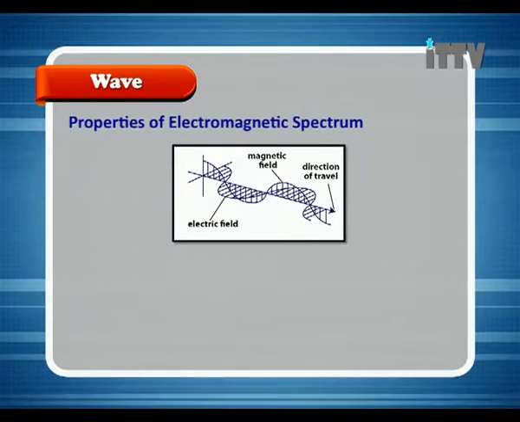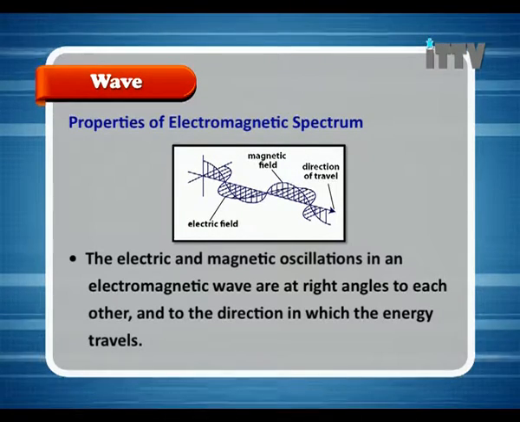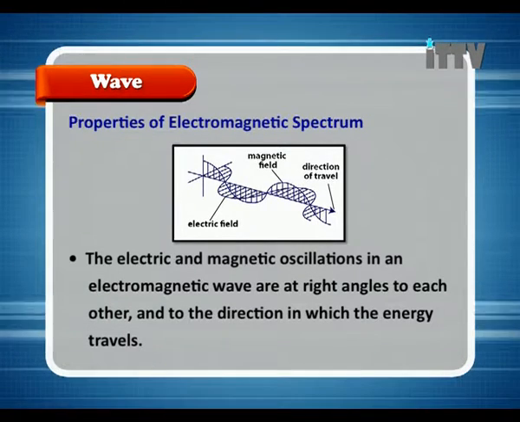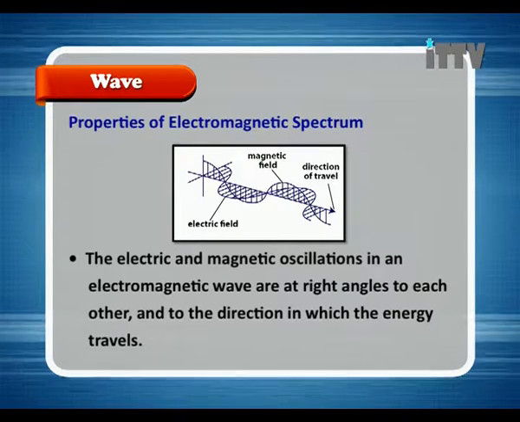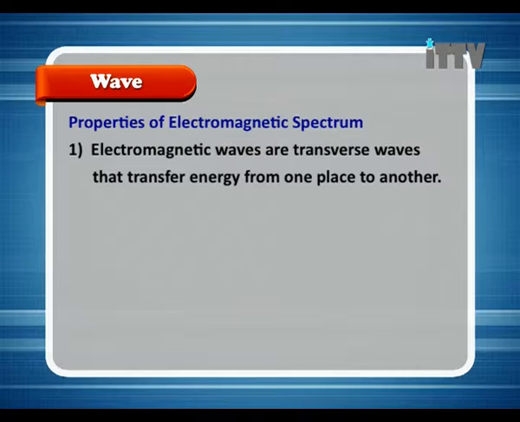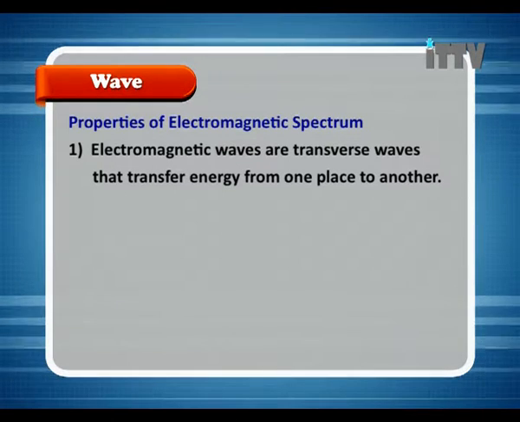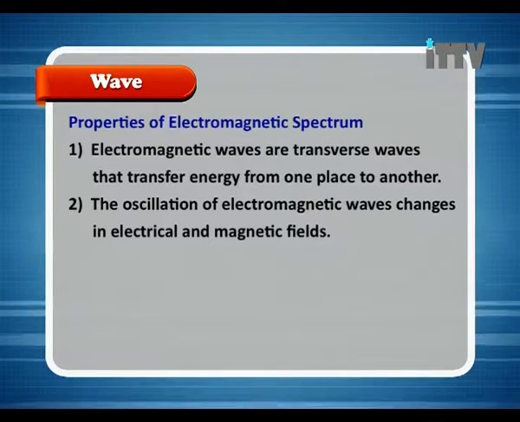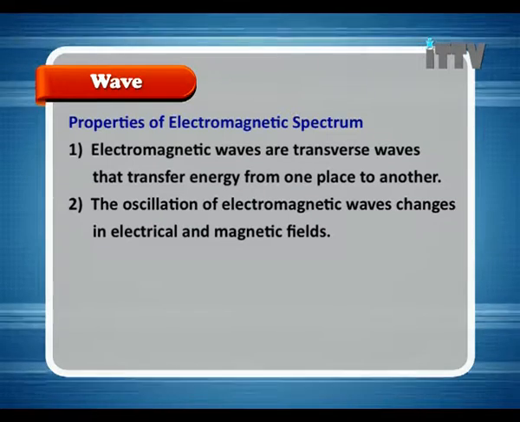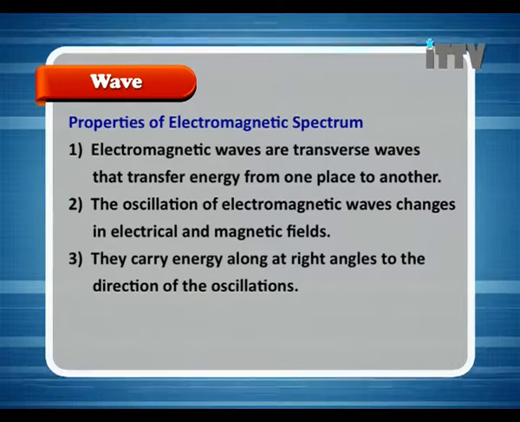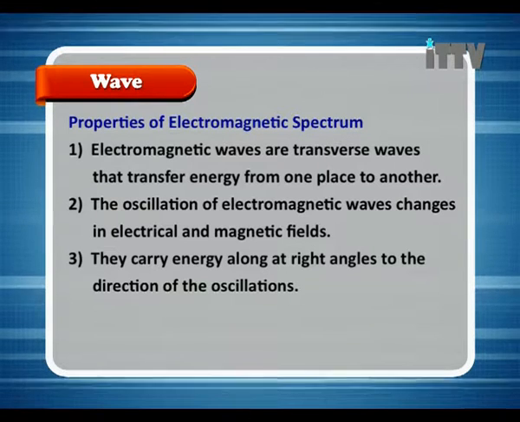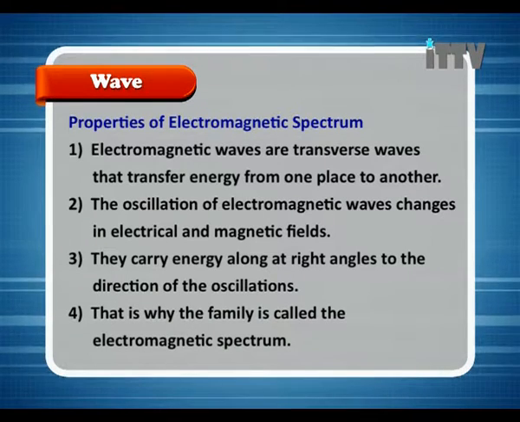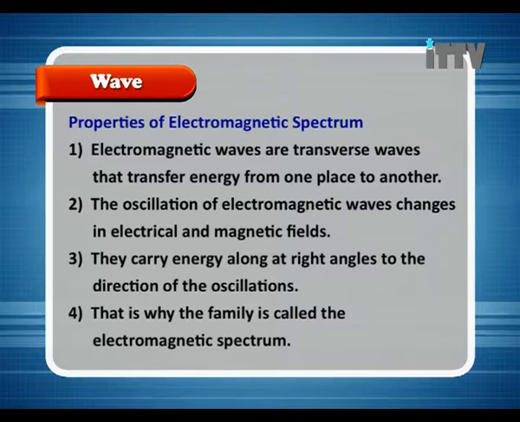Properties of the electromagnetic spectrum. The electrical and magnetic oscillations in an electromagnetic wave are at right angles to each other and to the direction in which the energy travels. Electromagnetic waves are transverse waves that transfer energy from one place to another. The oscillation of electromagnetic waves involves changes in electrical and magnetic fields. They carry energy along at right angles to the direction of the oscillations. That is why the family is called the electromagnetic spectrum.